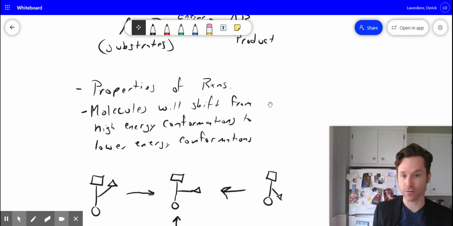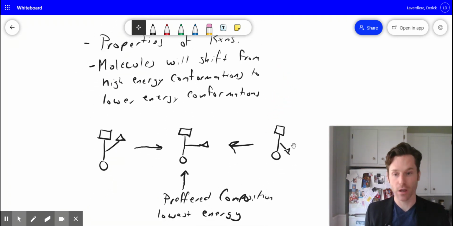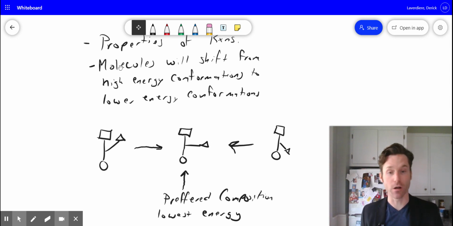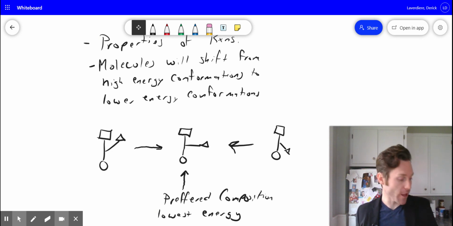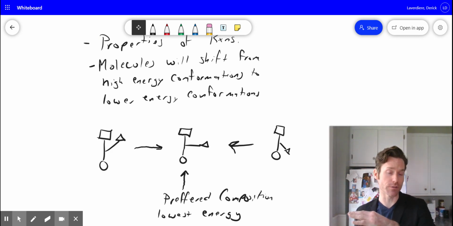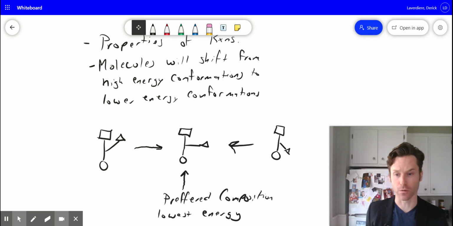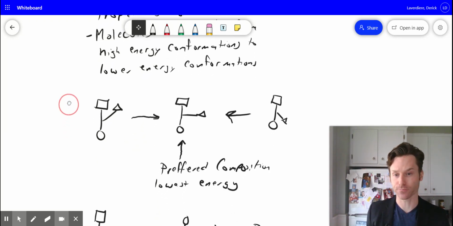So as a general concept, when we are looking at chemical reactions, we have to understand that molecules will naturally shift from a high energy conformation to a lower energy conformation. So molecules are more comfortable the lower energy they are. And so when they have the opportunity to go from some high level state to a lower energy level state, they will take that opportunity and spontaneously shift towards that lower energy conformation.